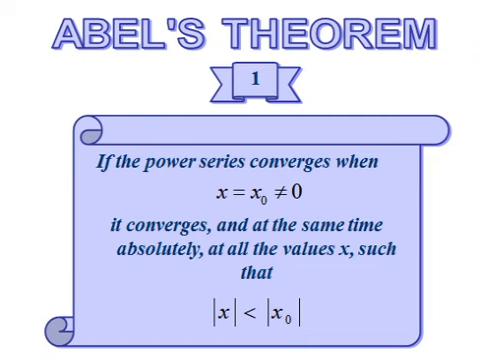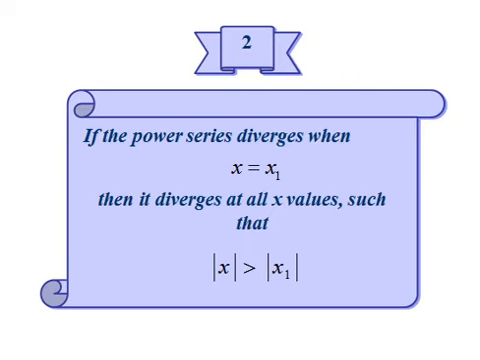Abel's theorem says that if the power series converges when x is equal to x0, which is not equal to 0, then it converges, and at the same time absolutely, at all the values of x such that they are less than the modulus of x0. If the power series diverges when x is equal to x1, then it diverges at all values of x greater than x1.